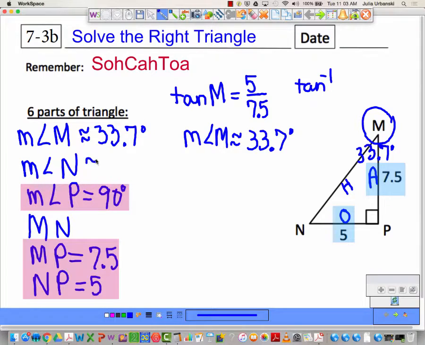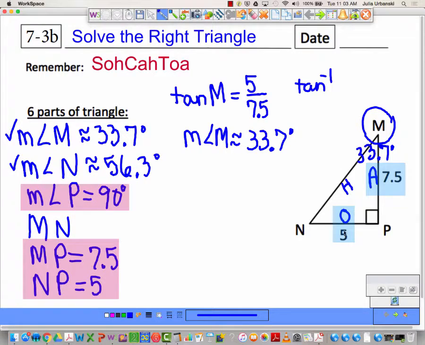56.3. Now, some of you might realize that you don't have to go through all of that. If it's a right triangle, all you really have to do is 90 minus 33.7, and it'll get you the same thing. All right, so we only have one thing left that's unknown. We've done this one, and we've done this one. So what's left is side MN. And listen carefully to what I'm going to tell you. There are two ways to do it.